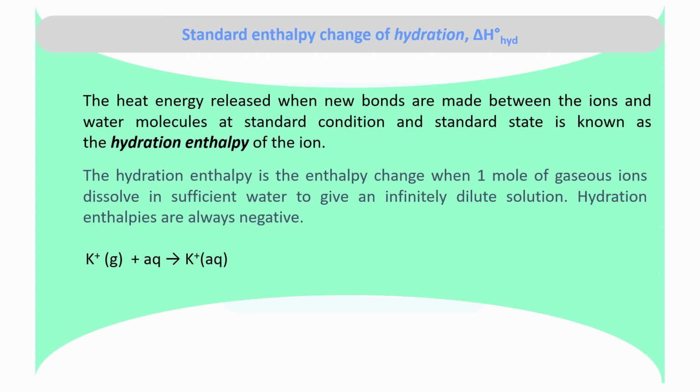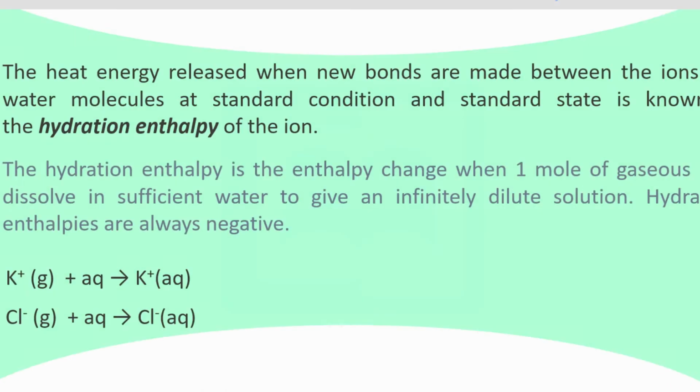Similarly, for chloride ion, if we add water, it will make chloride aqueous solution. From these two, we can work out the hydration of potassium chloride. For potassium chloride hydration, we have to add the hydration enthalpy of the potassium ion and the chloride ion.